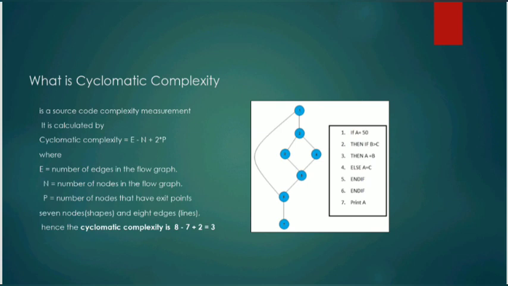The second step in path testing is to calculate cyclomatic complexity. What is cyclomatic complexity? It is a source code complexity measurement that is correlated to the number of coding errors, and it is calculated by the formula E minus N plus 2P, where E is the number of edges in the flow graph, N is the number of nodes in the flow graph, and P is the number of nodes that have exit points. In our piece of code and the corresponding control flow graph, we have a total of 8 edges and 7 nodes, and the P value is 1. So in total we have a complexity of 3.